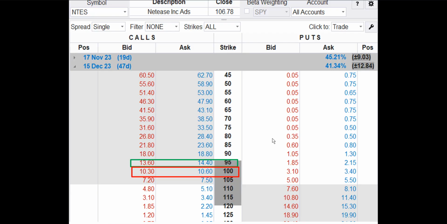Now we want to review a call option debit spread, aka a vertical call spread. For this spread, we want to buy to open the NTES December 15 95 strike call and sell to open the DEC 15 100 strike call. We're going to base our entry prices on the midpoint between the bid and ask prices. That means we'll buy the 95 call for 14 and sell the 100 call for 10.45. 14 minus 10.45 equals 3.55.